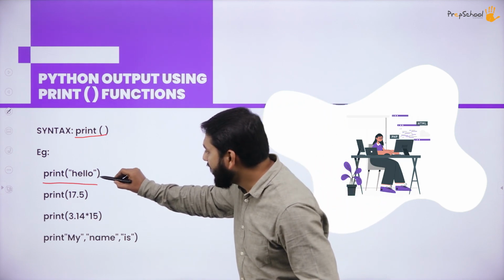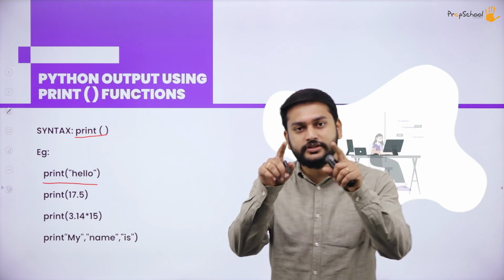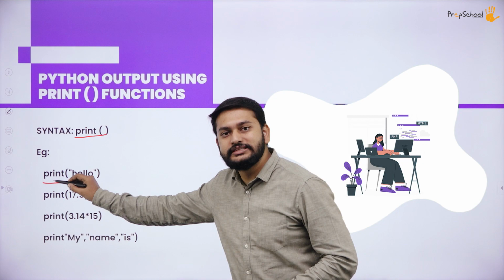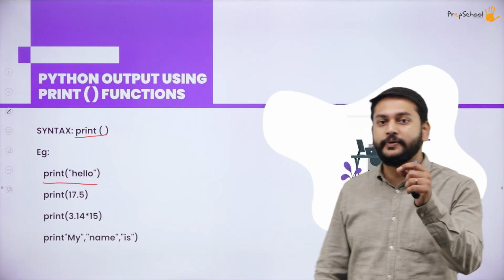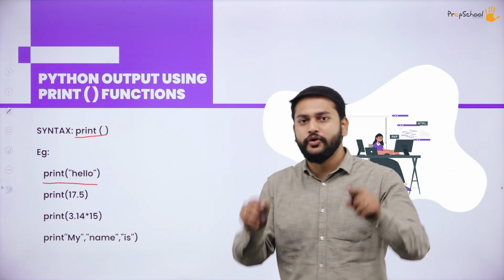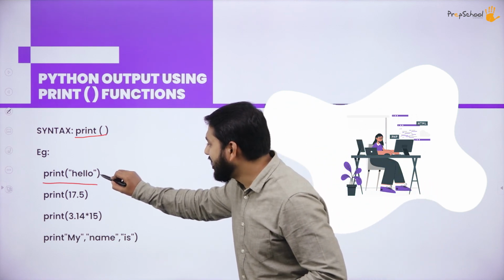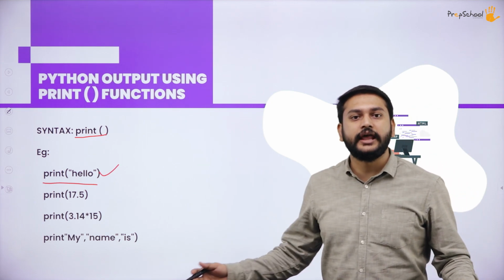I have entered hello within the quotes. Please understand, whatever I give within these quotes inside this print statement will be printed as it is. What is the meaning of it? Whatever you put within the quotes will be printed as it is. So this statement holds good for me, and the syntax of the print statement is correct.